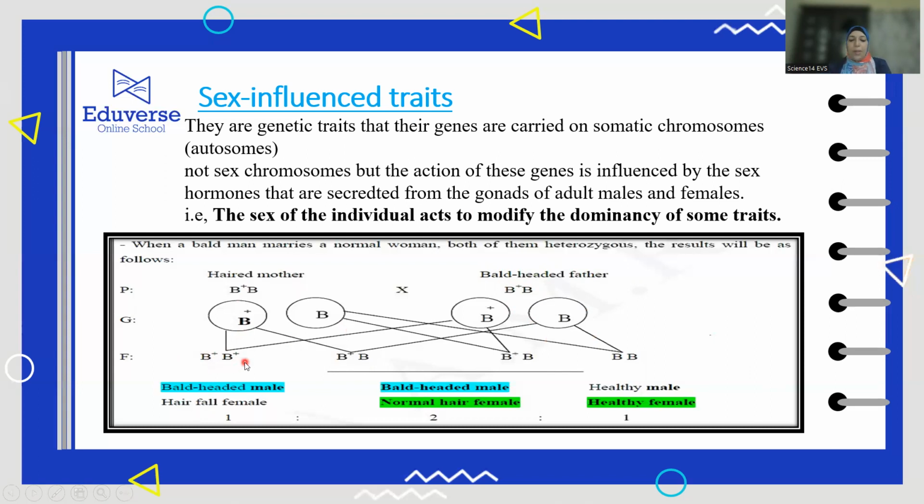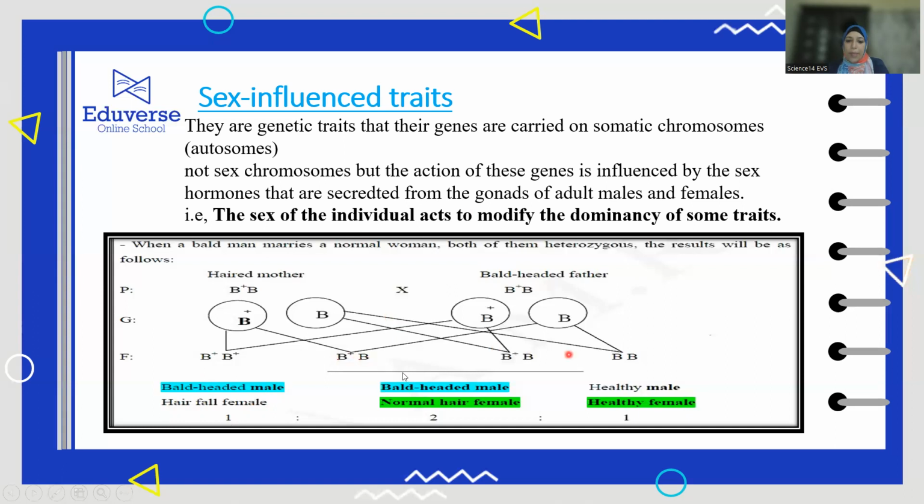Now we cannot determine if this individual is male or female. So we will say that if this genotype exists in a male, he will be a bald-headed male. If this genotype exists in a female, she will suffer from hair fall. There is no baldness in females. Maximum symptom will be hair fall.